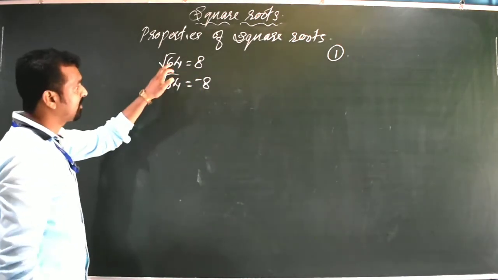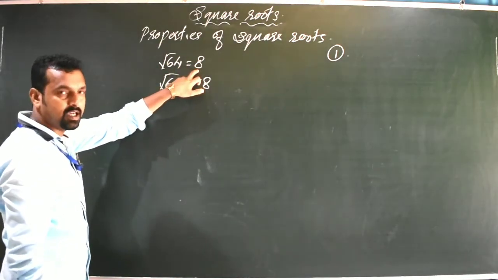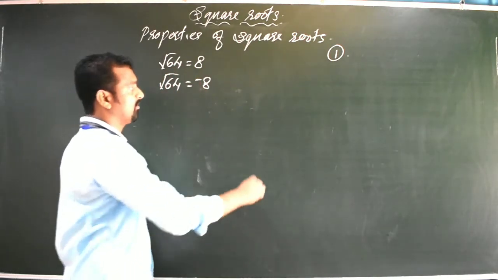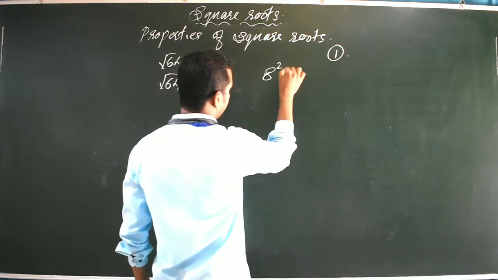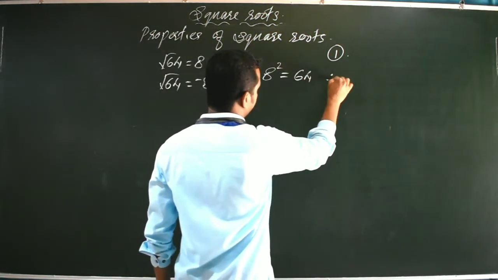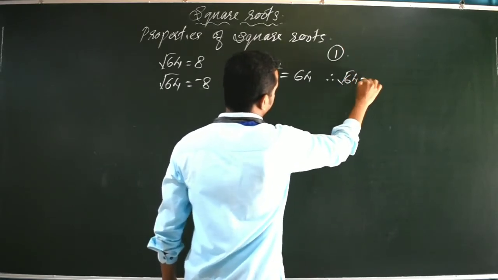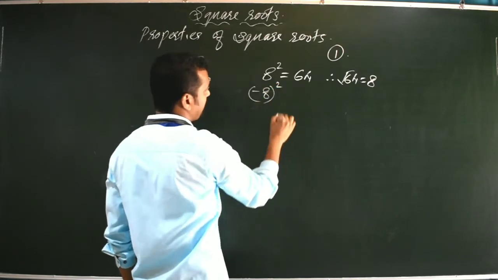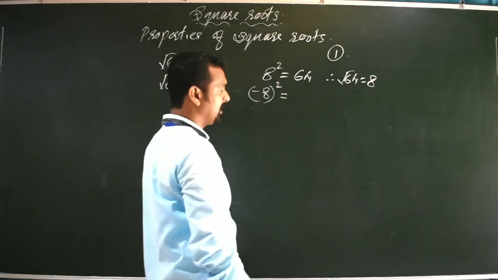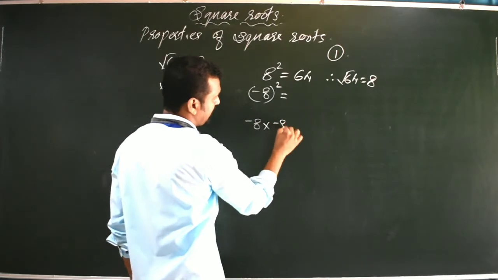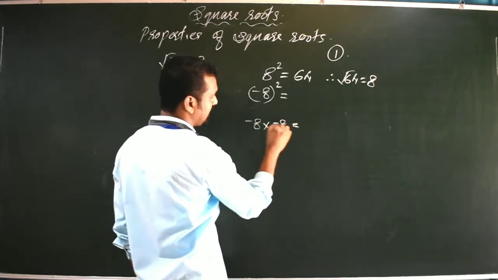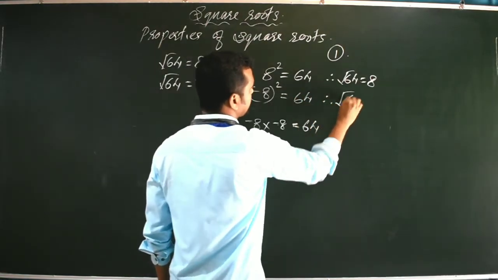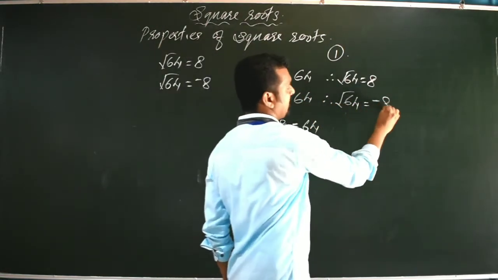That is, square root of 64 is equal to 8 we can write. At the same time, square root of 64 is equal to minus 8 also we can write. Why? Because 8 square, 8 8s are 64. Therefore, square root of 64 is equal to 8. Then minus 8 square, what is the answer? Minus 8 into minus 8. Minus into minus is plus. 8 8s are 64, it will come 64. Therefore, square root of 64 is equal to, we can write minus 8 also.